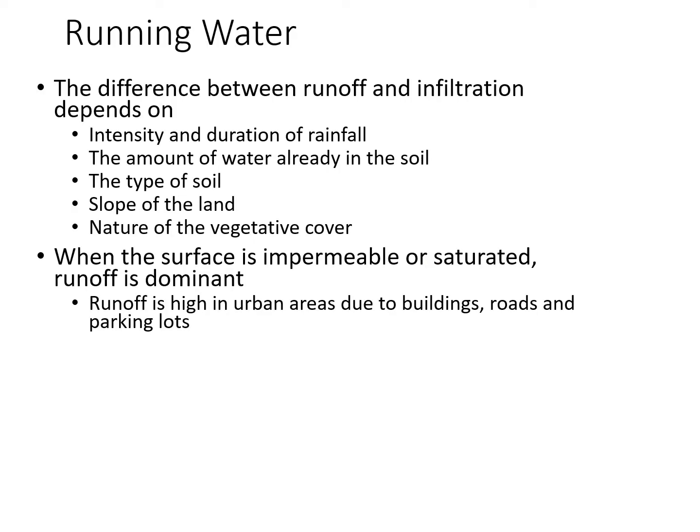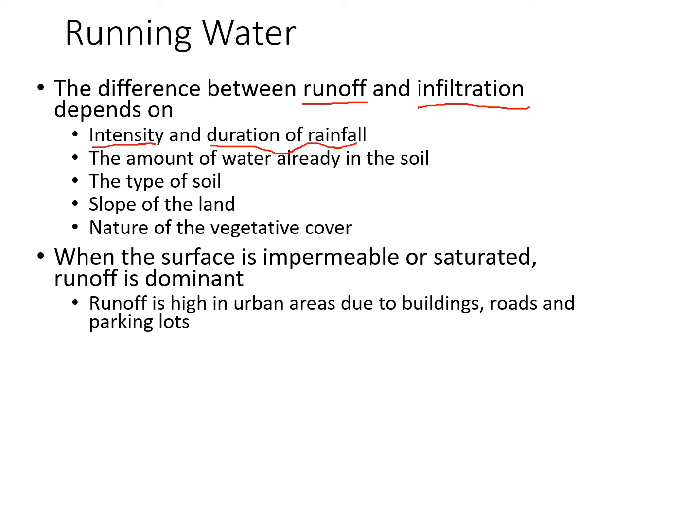So the differences between whether water will run off on the surface of the earth or infiltrate into the ground really depends on the conditions of the landscape and the conditions of the rainfall. If it's very intense rain and long lasting, then that means a lot of that water will run off. So just imagine like an afternoon thunderstorm and we get heavy rainfall. The water will start to pool on the surface of the earth pretty quickly.